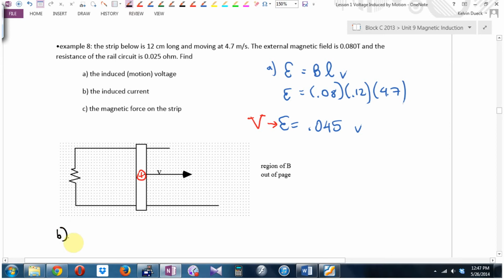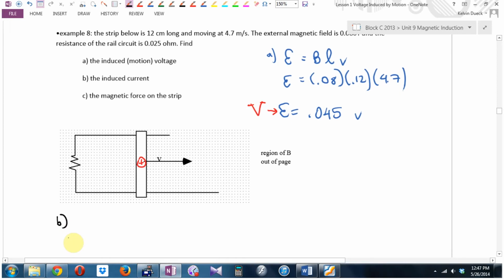Petra, what's part B want me to find? You're right, say it nice and loud. So I'm going to write down I equals, I don't know. What did we just find in part A? What else did they tell me in the question that I could use if I knew the voltage that might help me find the current? They told me R? Are you serious, Mr. Dueck? This is Ohm's law? Yeah, this is Ohm's law. What was the resistance? 0.025.